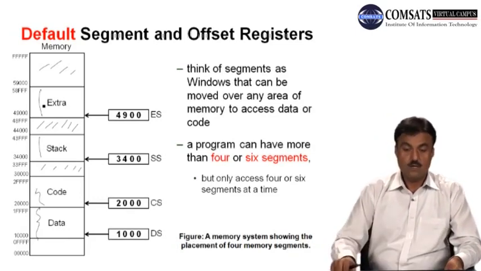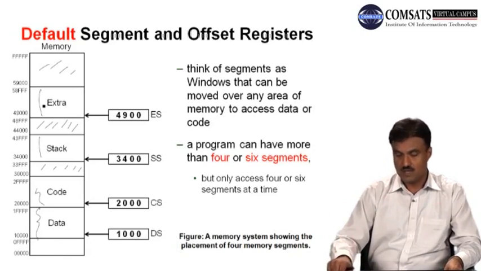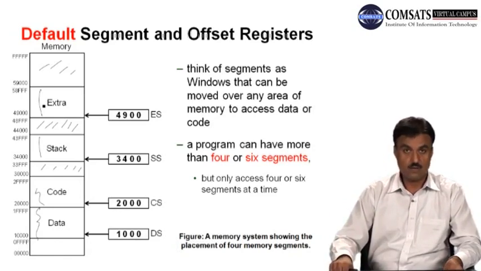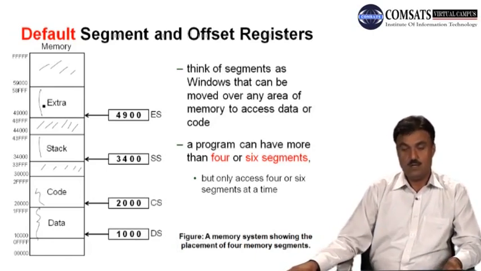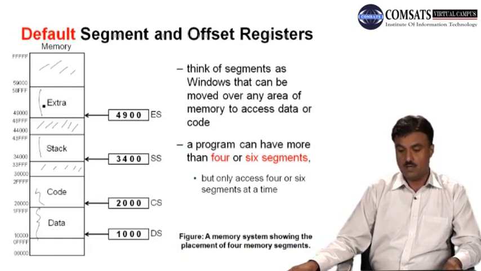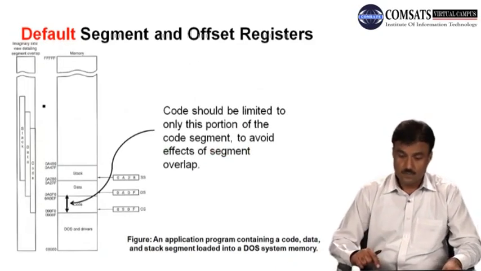There are 4 segments, and we know that there are 2 other segment registers, FS and GS, so we are not discussing them here. We are discussing only four of these segments. So any program can have more than 4 or 6, but it can only access the 4 or 6 segments at a time. Here, this is the limit.